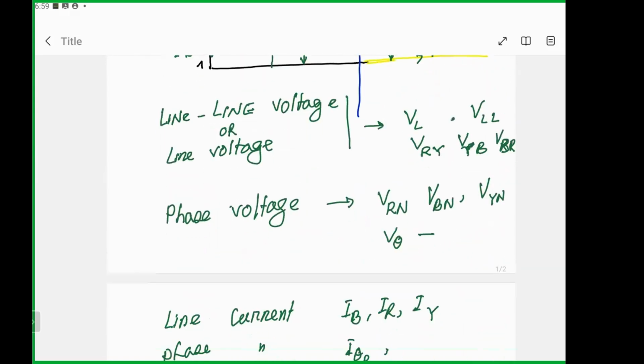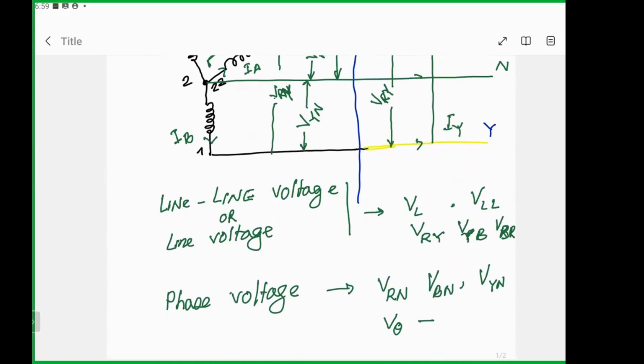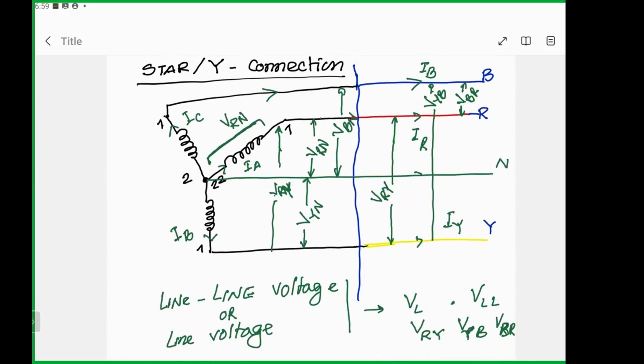Okay, now what is the relation between these two quantities? We have learned that both voltage and current can be line and phase quantities. Now, what is the relation between the line voltage and the phase voltage?